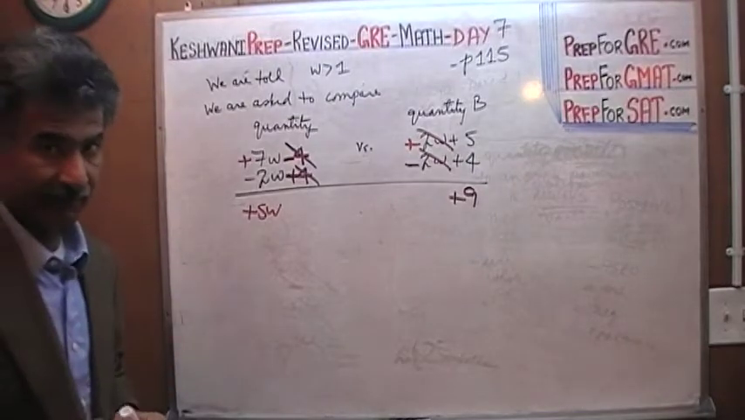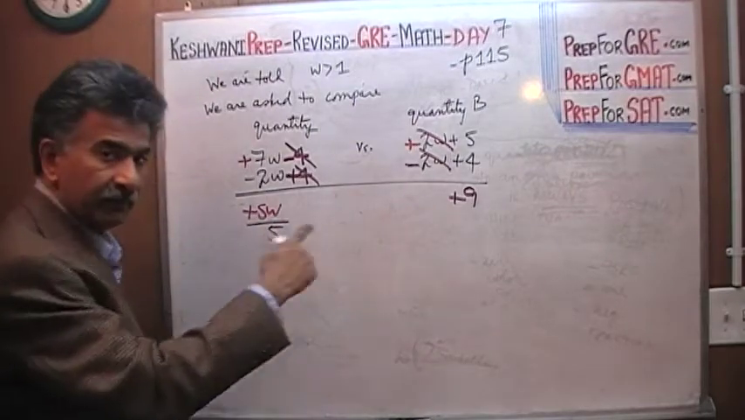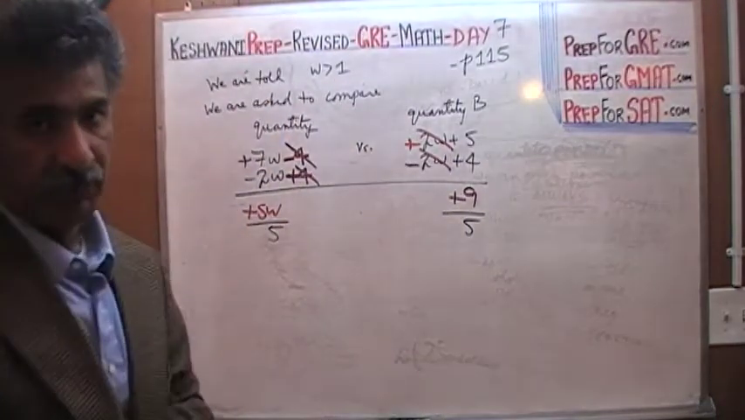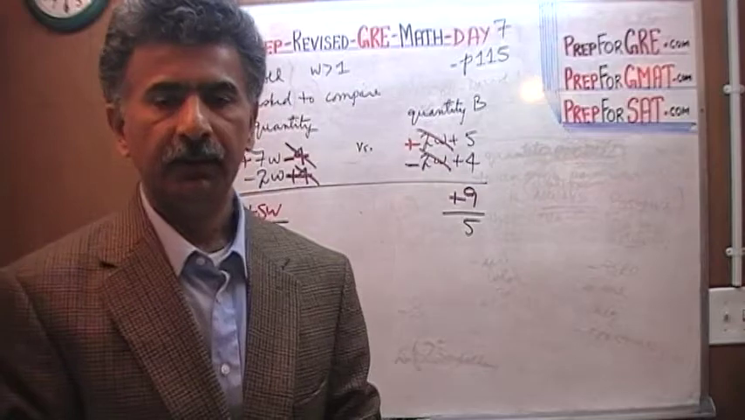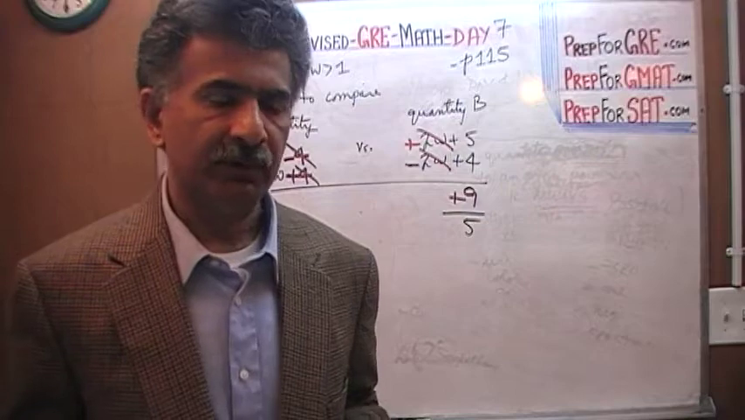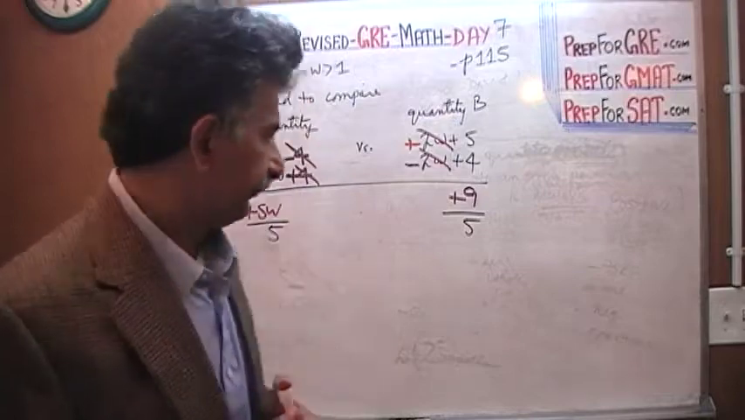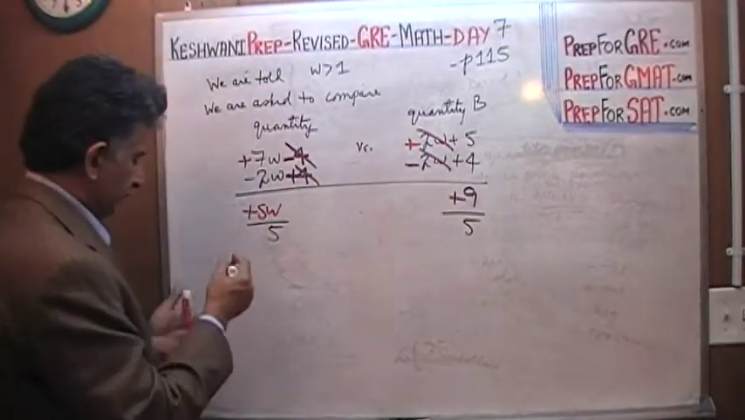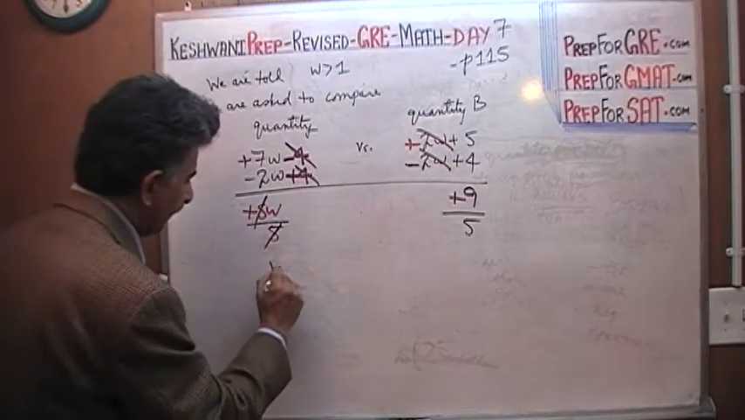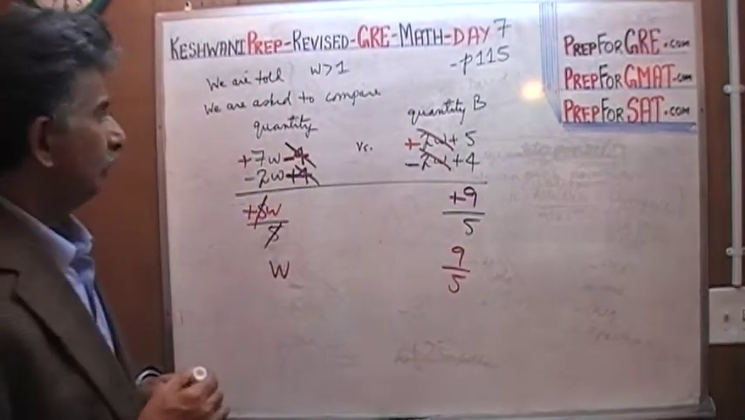Now we need W by itself. How do we get the W by itself? Here we have 5 W's. The easiest thing to do is to divide both columns by 5. I was about to say both sides of the equation, but this is not an equation here. But whatever manipulation you're allowed to do in an equation, you can do the exact same manipulation as long as you do it to both columns. So divide both columns by 5. That means this 5 will cancel out with this 5, and we are left with W here, and here we have 9 over 5.